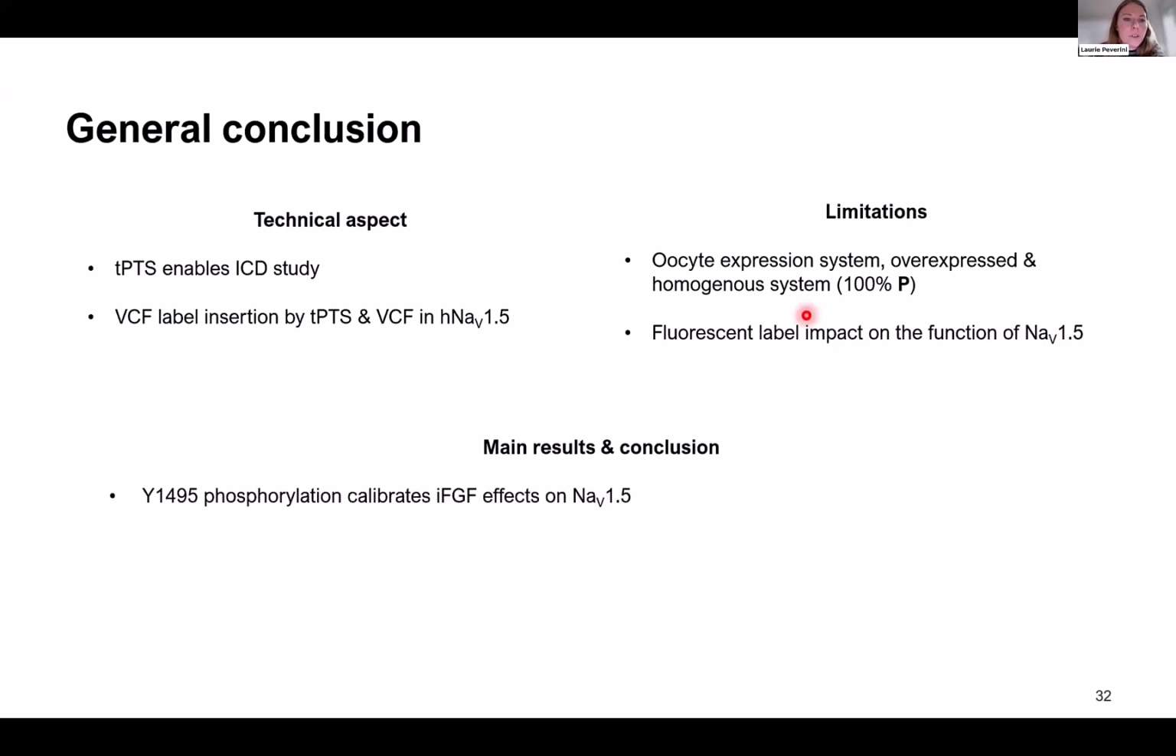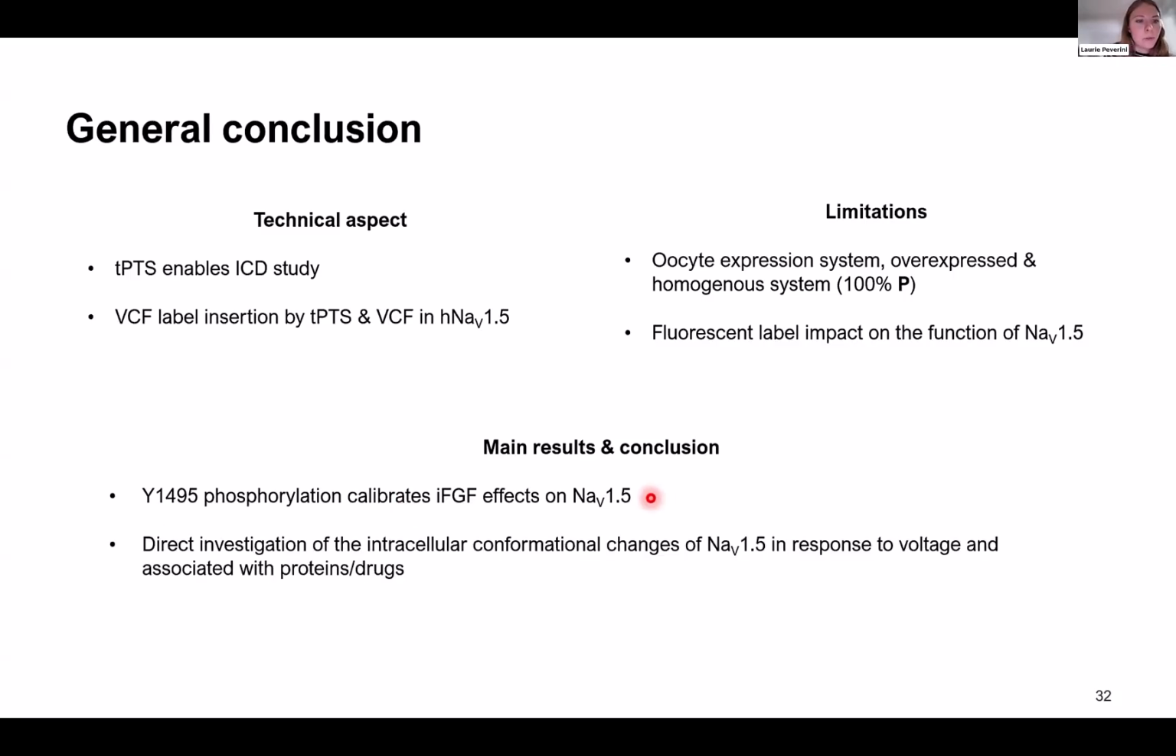And as a main conclusion of this project, we have proved that this Y1495 phosphorylation site calibrates the FGF effects on NaV 1.5. And this family is really important for NaV 1.5 modulation, so we think that this is interesting. And we have been able to perform the direct investigation of the intracellular conformational changes of NaV 1.5 in response to voltage, and also to see how these conformational changes are affected by proteins and drugs.